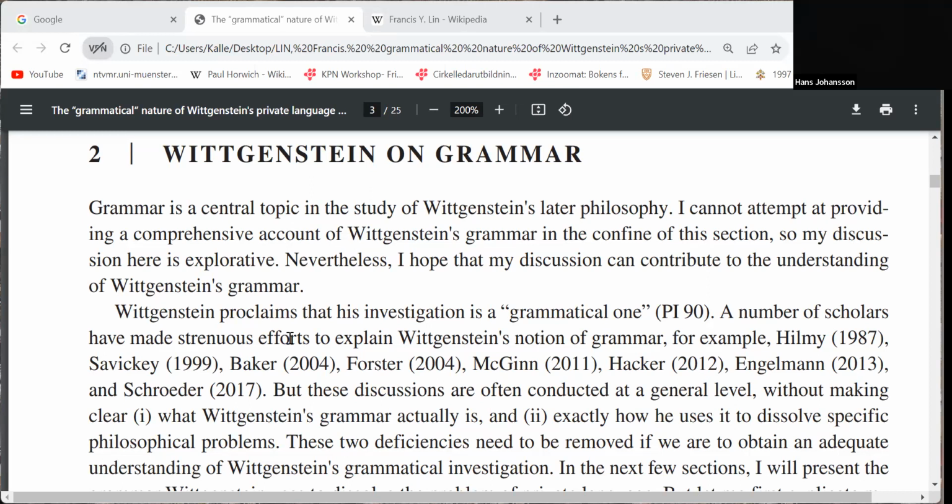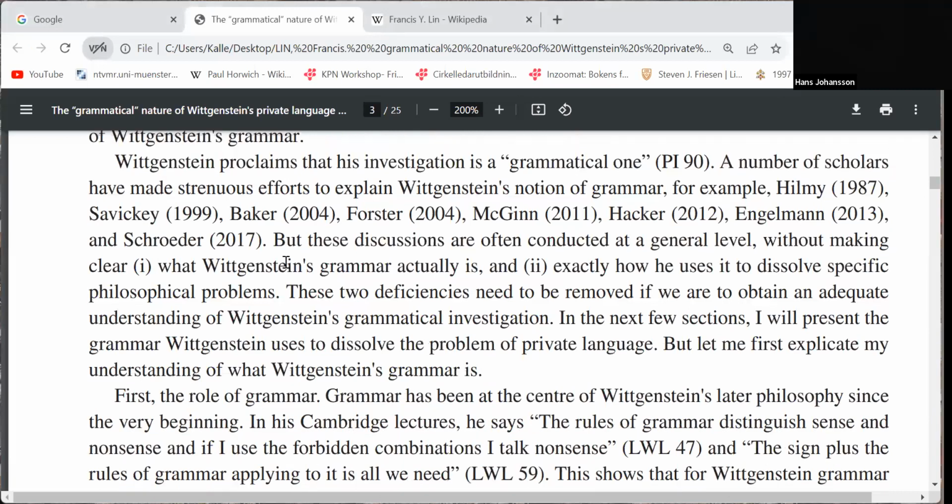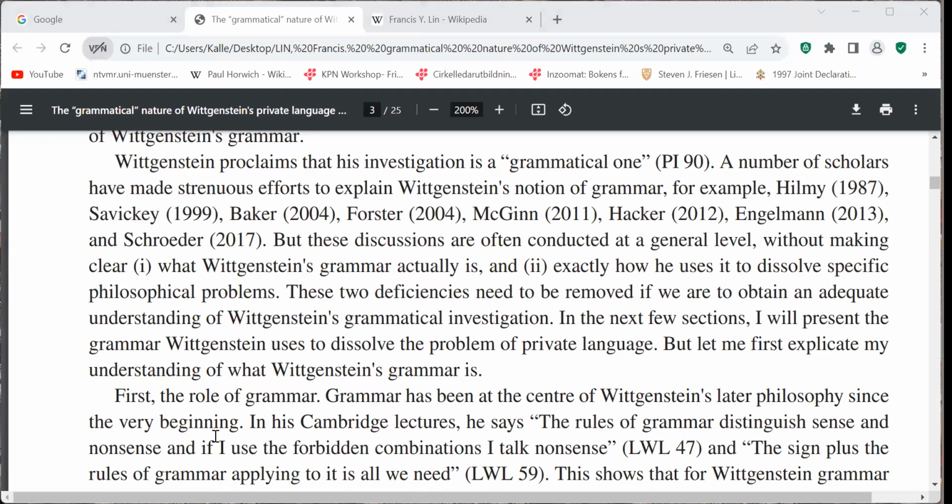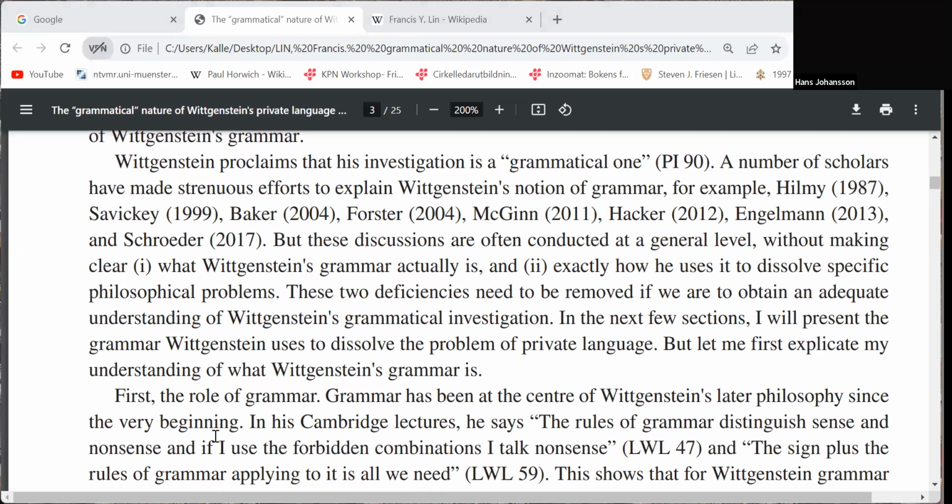Wittgenstein proclaims that his investigation is a grammatical one. A number of scholars have made strenuous efforts to explain Wittgenstein's notion of grammar, for example, Hilmy, Savickey, Baker, Forster, McGinn, Hacker, Engelmann, and Schroeder. But these discussions are often conducted at the general level.